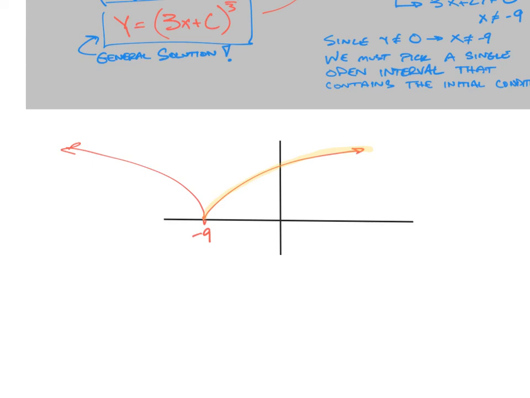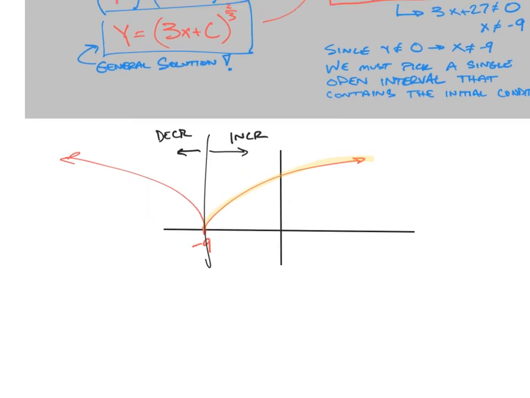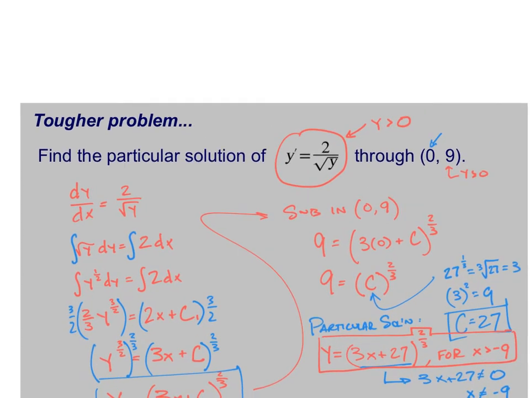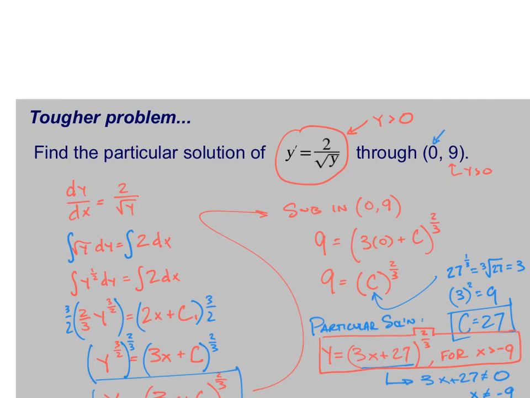I want to show you another reason why it cannot be the left-hand side of the graph, and I want to think about it in terms of derivatives. If we think about the derivatives here, everything from here over is increasing, so its derivative has to be positive, and everything from x equals -9 to the left is decreasing, so its derivative has to be negative. Let's go back and look at the original differential equation. We have y prime equals 2 divided by the square root of y.